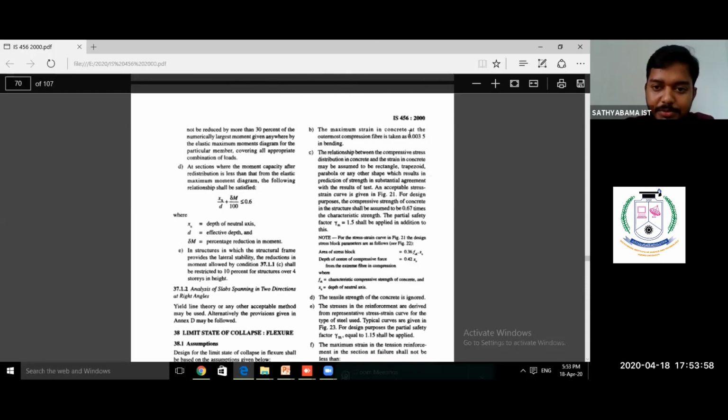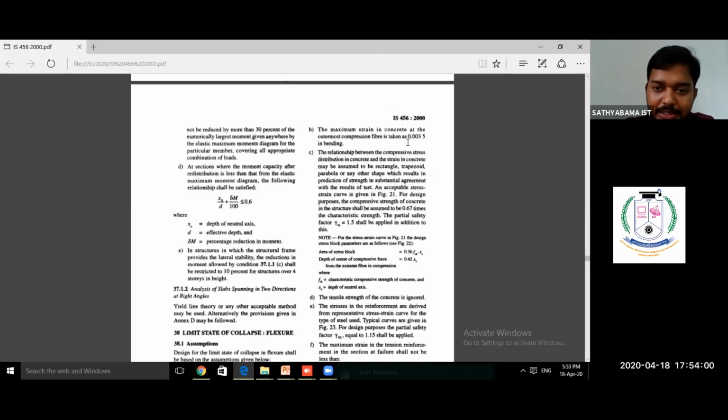The second point is that the maximum strain in concrete at the outermost compressive fiber is taken as 0.0035 in bending. When the column is subjected to bending moment apart from axial load, in that case we will consider the strain as 0.0035. Next, point C: the relationship between the compressive stress distribution in concrete and the strain in concrete may be assumed to be rectangle, trapezoid, parabola, or any other shape which results in prediction of strength in substantial agreement with the results of the test.